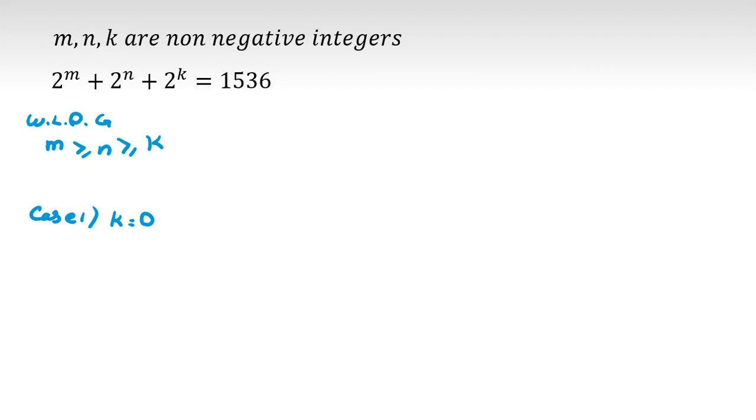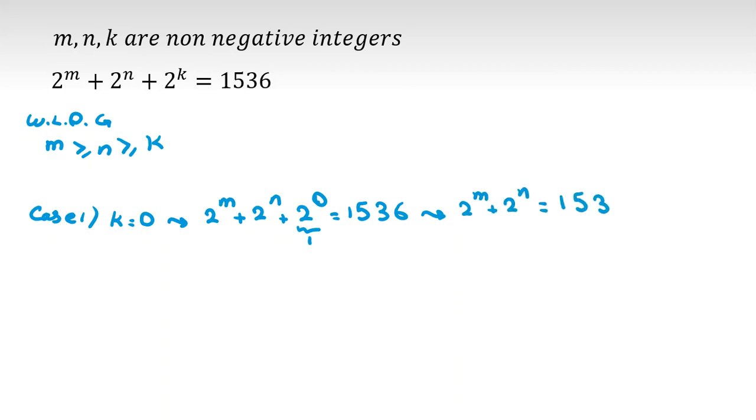If k equals 0, then 2 to the m plus 2 to the n plus 2 to the 0 equals 1536. In the next step, 2 to the 0 is 1. So 2 to the m plus 2 to the n, I subtract 1 from both sides. It will be 1535. So if m and n are greater than or equal to 1, impossible, because here it is an odd number, exactly one of them should be odd. So we conclude that because n is less than or equal to m, n should be 0.